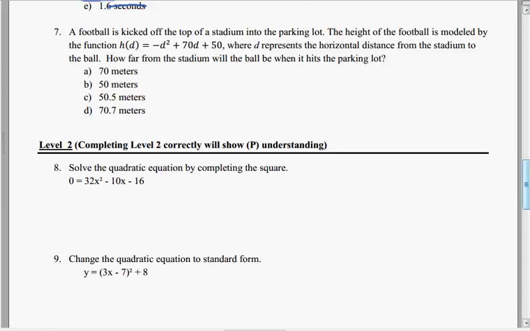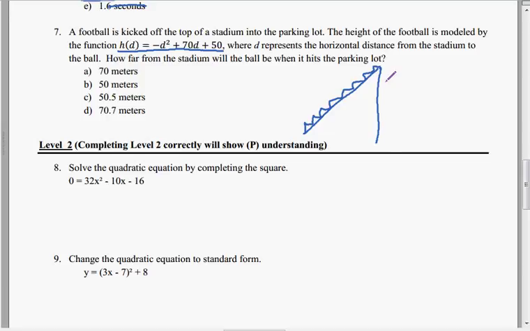First of all, a football is kicked off the top of a stadium into the parking lot. Question number 7. The height of the football is modeled by the function h of d equals negative d squared plus 70d plus 50, where d represents the horizontal distance from the stadium to the ball. So I'm going to draw a picture of that really quickly for you.